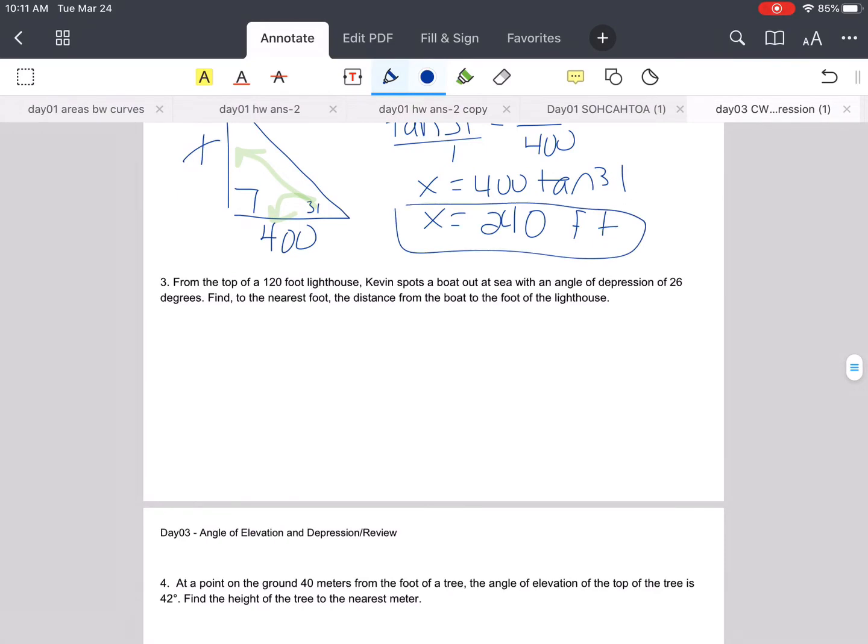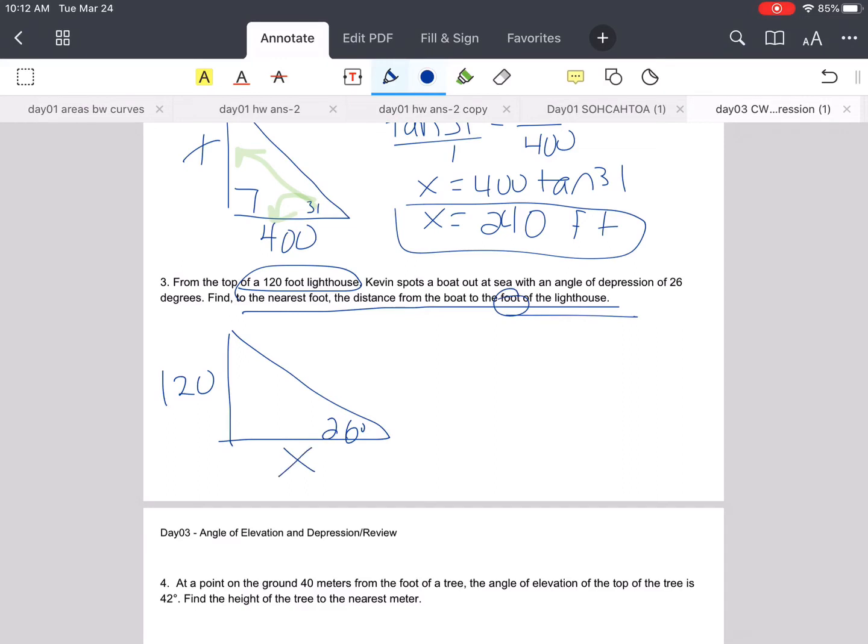From the top of a 120-foot lighthouse, so that's 120 feet is the lighthouse, Kevin spots a boat out at sea with an angle of depression of 26. So the boat's out here. Find to the nearest foot the distance from the boat to the foot of the lighthouse. That's x, from the boat to the foot of the lighthouse.